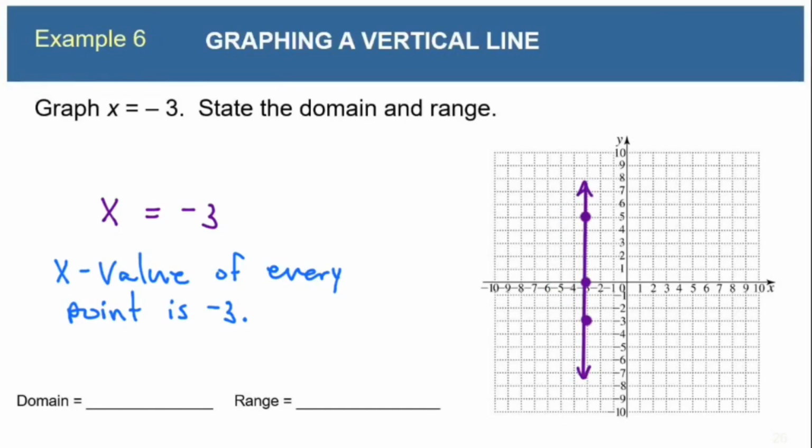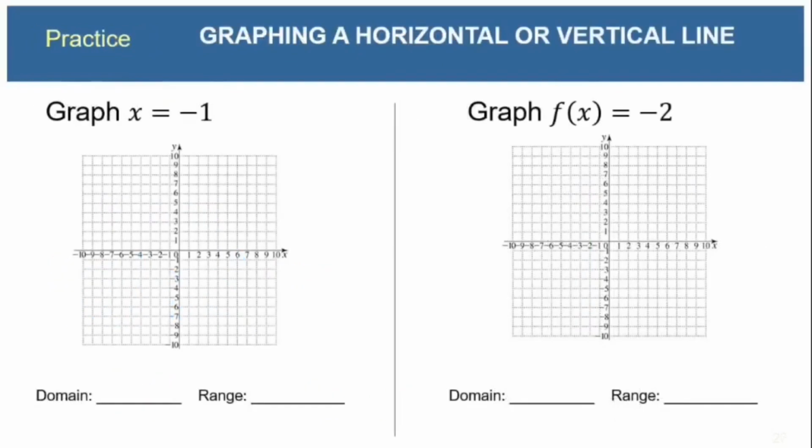Now this time the domain has changed because this line does not extend forever to the left and forever to the right. This line only has one x value, and that x value happens to be -3. So the domain is just the set containing -3. It's -3 in curly braces. And the range of this line is -infinity to +infinity and every number in between, because this line extends forever downward and forever upward. So the y values are all the numbers between -infinity and +infinity. Okay, here's a little practice. You could try these on your own if you want.